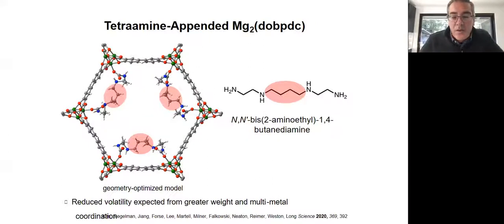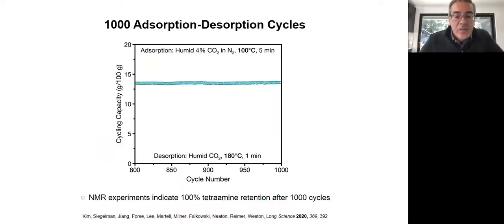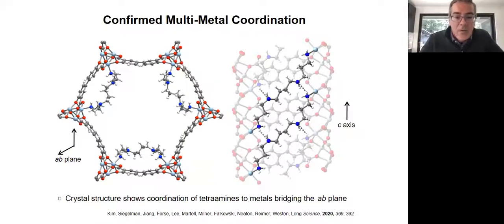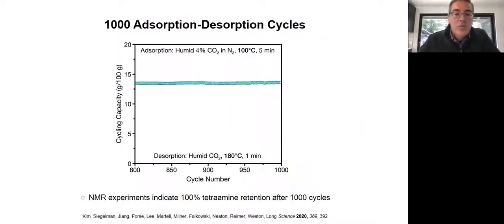And so we started testing tetraamines. So one of those is shown here. And amazingly, these tetraamines, in fact, organize within the material. You can see now we've got two attachment points as well as hydrogen bonds between neighboring tetraamines. And these become now very robust to extreme conditions for CO2 capture and release.